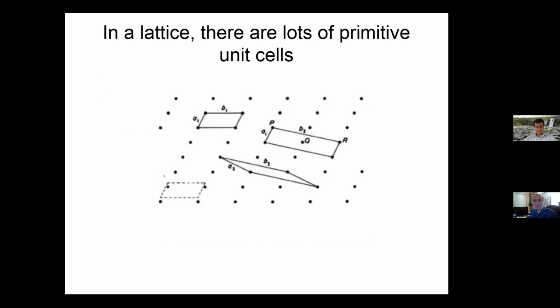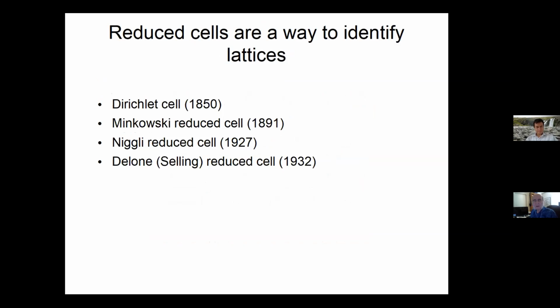So in a lattice, there's lots of possible unit cells. We've actually seen this in Graham's talk, where he had 2 triclinic cells that were very different. So how are you going to compare them? Reduced cells are one of the ways, and this has been a standard way for a long time.